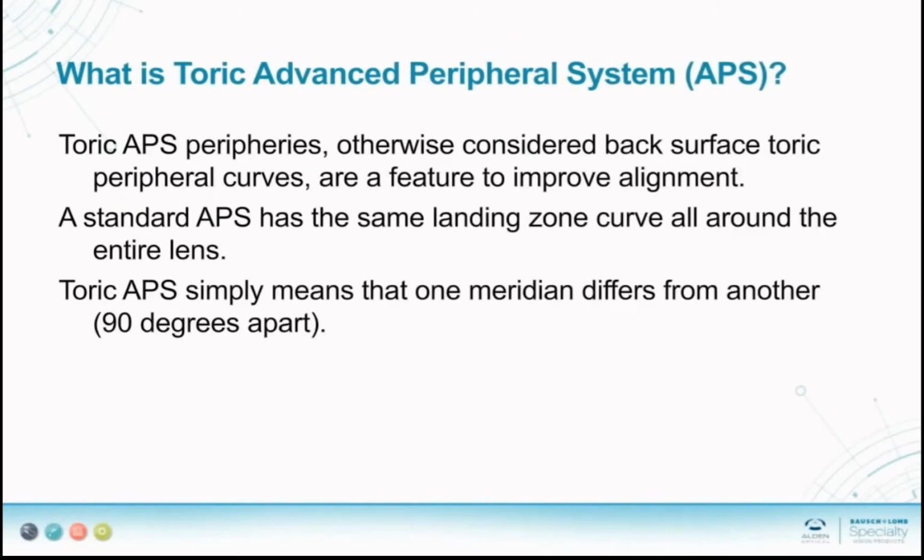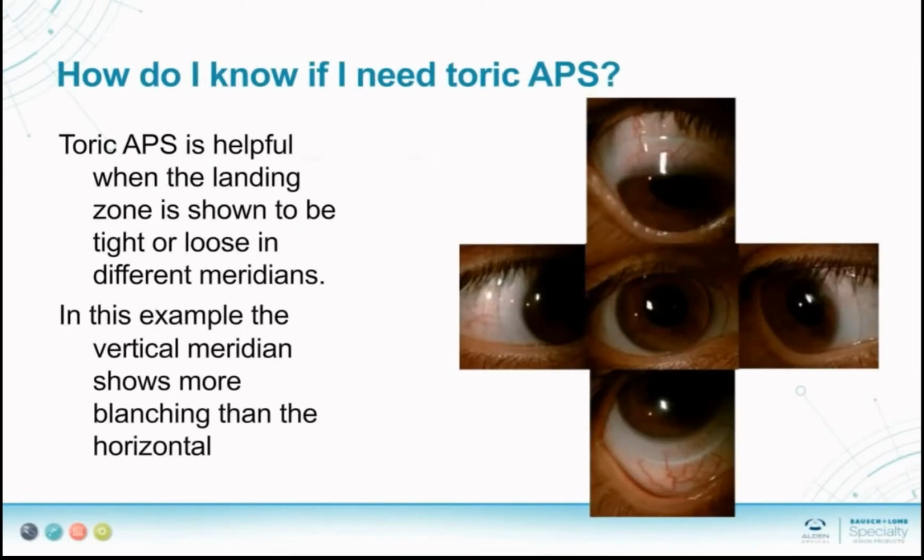So what exactly is a toric periphery or toric APS? Basically, the lens can be divided in 2 meridians 90 degrees apart, where the landing zone can be manipulated in each meridian independently from one another. You know you need toric peripheral curves or toric APS when you do not see the same appearance of the landing zone 360 degrees around. Here, the vertical meridian shows more blanching than the horizontal meridian.